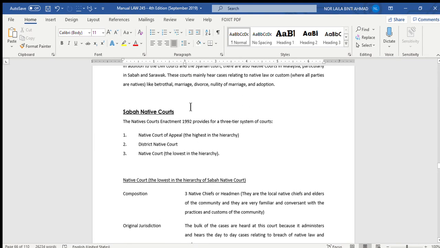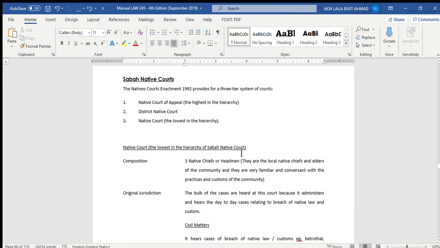For Sarawak, it has 6 levels of courts. But now we discuss in detail the Sabah native courts first. The Native Courts Enactment 1992 provides for a 3-tier system of courts in Sabah. Native Court of Appeal, this is the highest in the hierarchy, District Native Courts, and Native Courts, the lowest in the hierarchy.